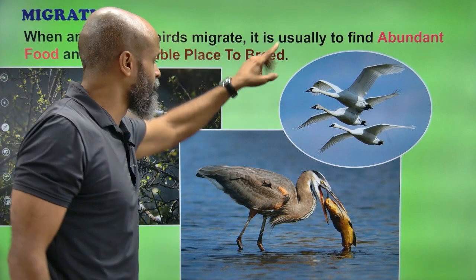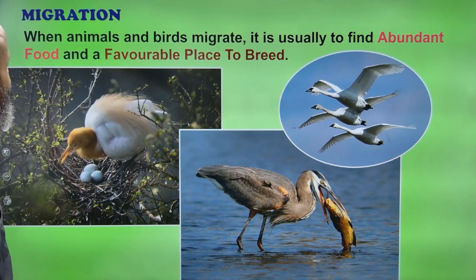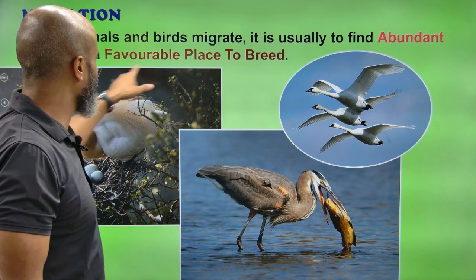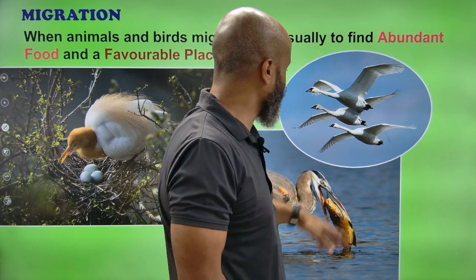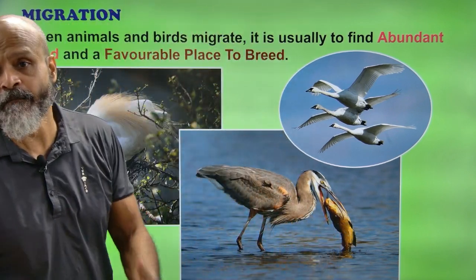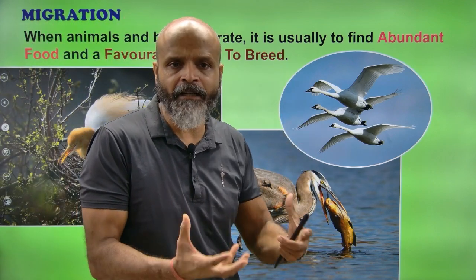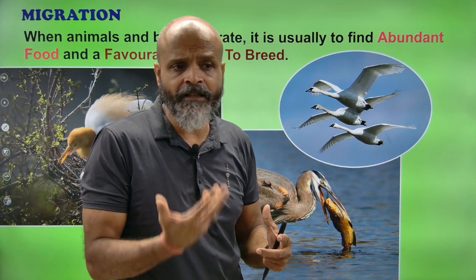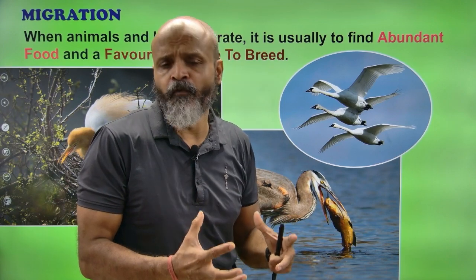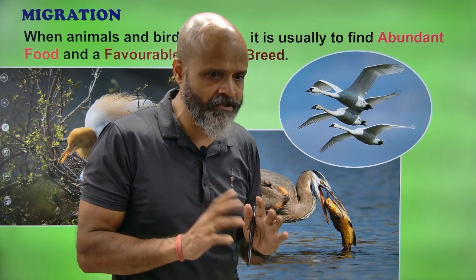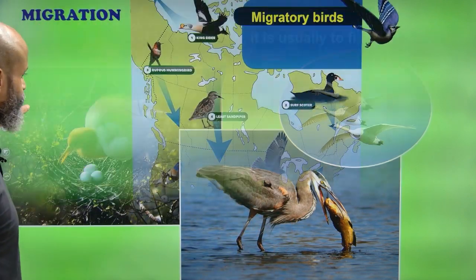When animals and birds migrate, it is usually to find abundant food. Abundant means a lot of food, and a favorable place to breed, so that they can multiply, they can reproduce. So they will always do this in order to find an abundant place where they can breed, where they can find enough food and resources to sustain their lives for a temporary period of time.